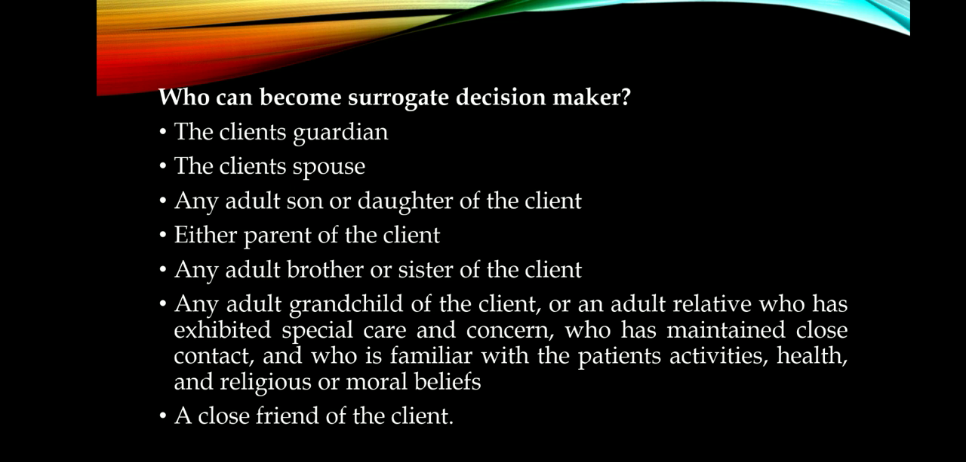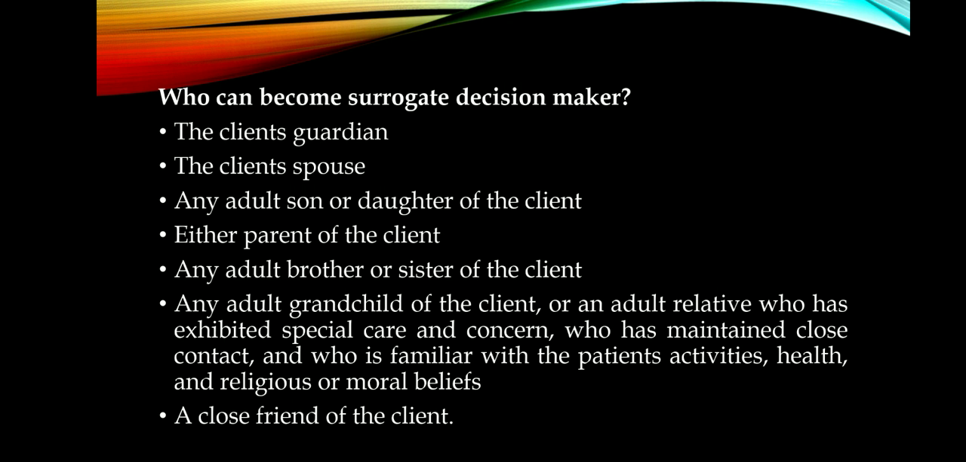The client's guardian, the client's spouse, any adult son or daughter of the client, either parent of the client, any adult brother or sister of the client, any adult grandchild of the client, or an adult relative who has exhibited special care and concern, who has maintained close contact, and who is familiar with the patient's activities, health, and religious or moral beliefs, a close friend of the client. These are the different people who can become a surrogate decision maker for a patient.